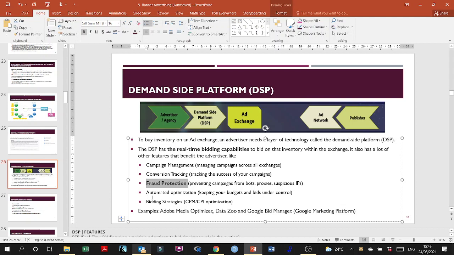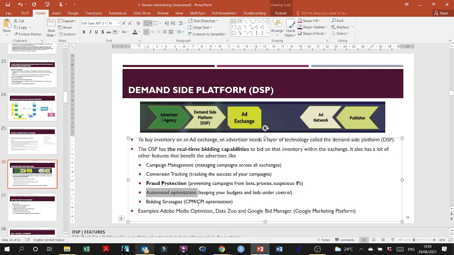And then we have the automated optimization. So you keep your budget within limits and under your control. So it allows you to cap, likewise as in search advertising, as in search ads, you also have control over your budget and over your spending.